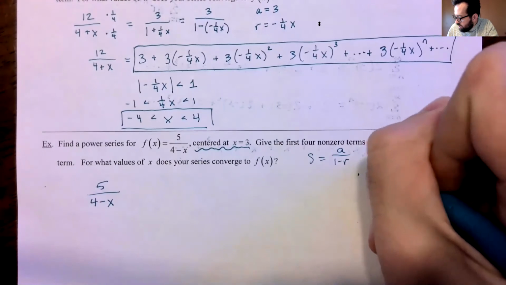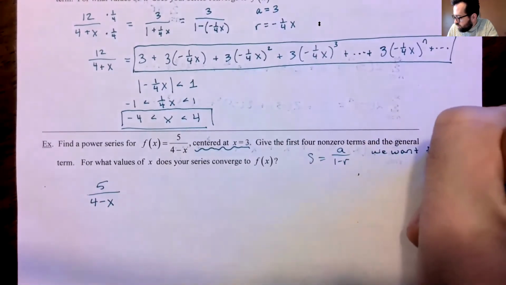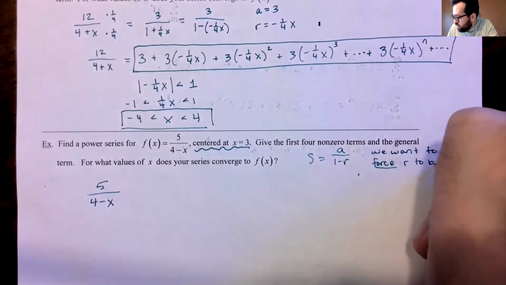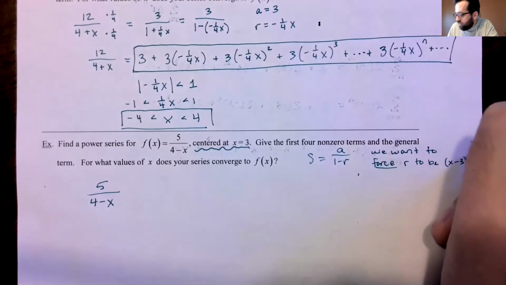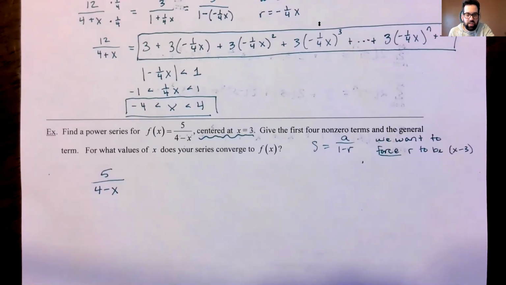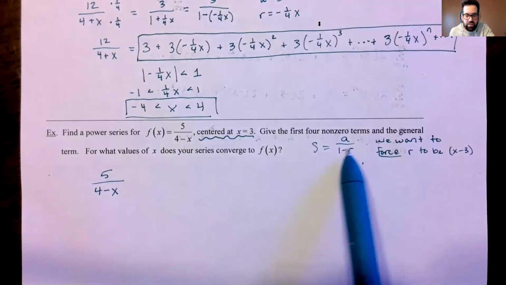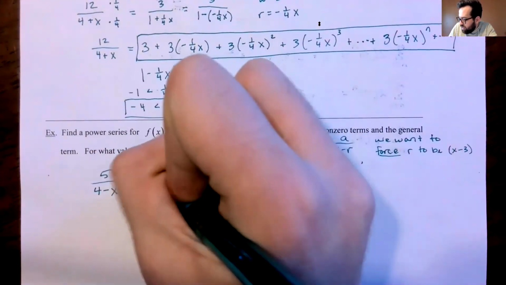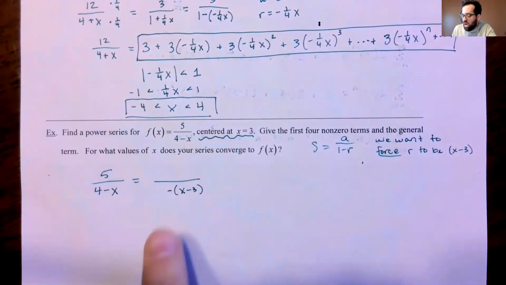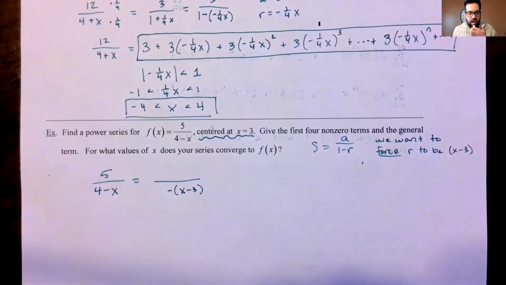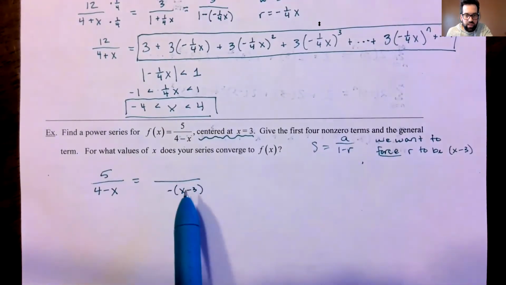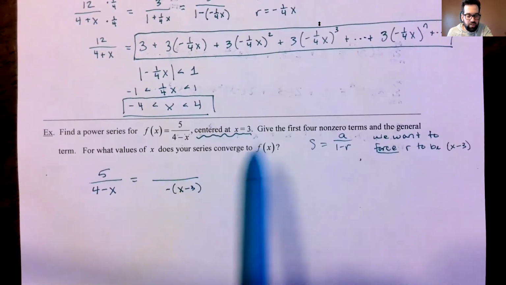So what I'm going to write over here is we want to force r to be x minus 3, so that we can be centered at x equals 3. Is there any way that we can get x minus 3 to be in this spot? It would be great if this could be x minus 3 subtracted from something, hopefully a 1. Because if we can get that, then we'll be in good shape, because then we'll be centered at x equals 3.